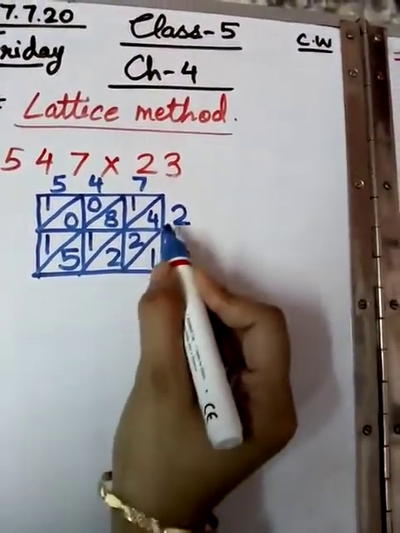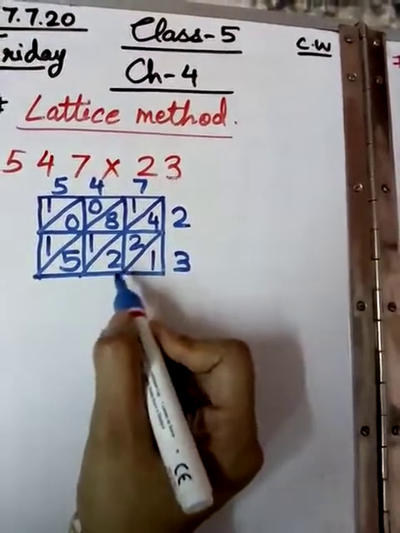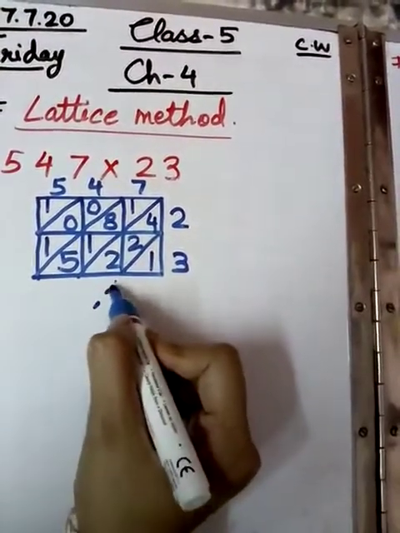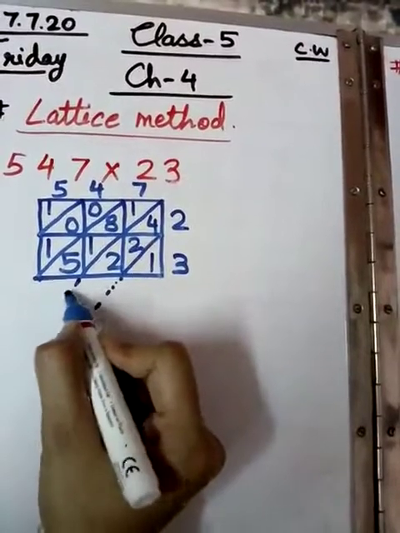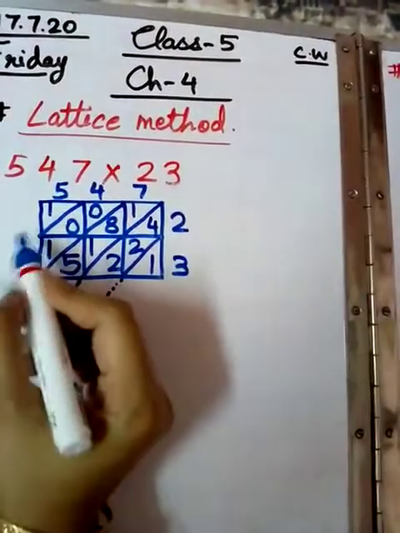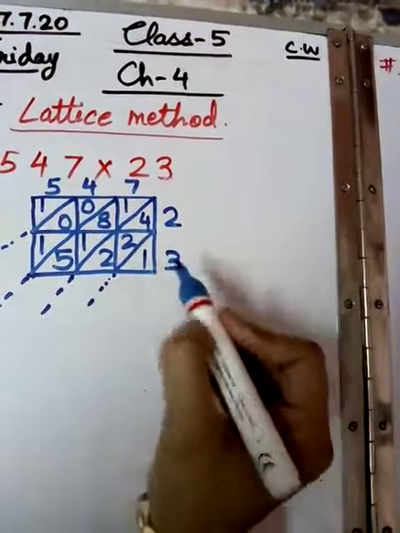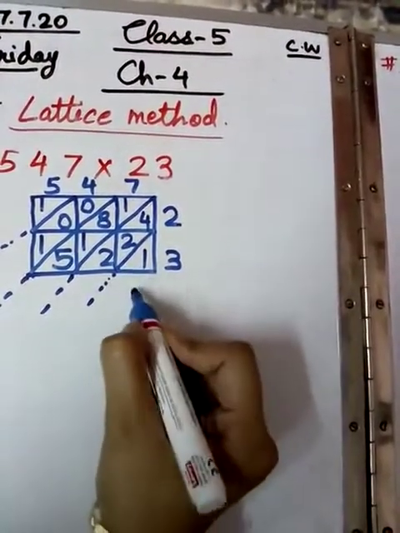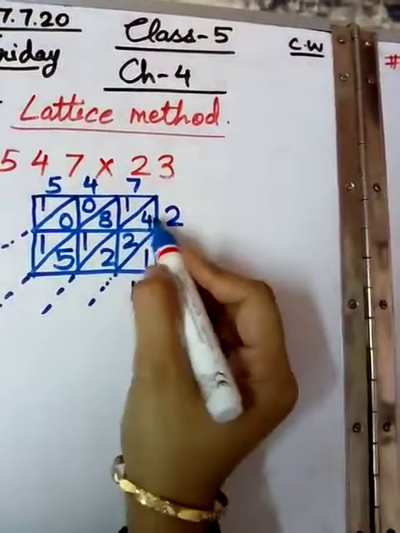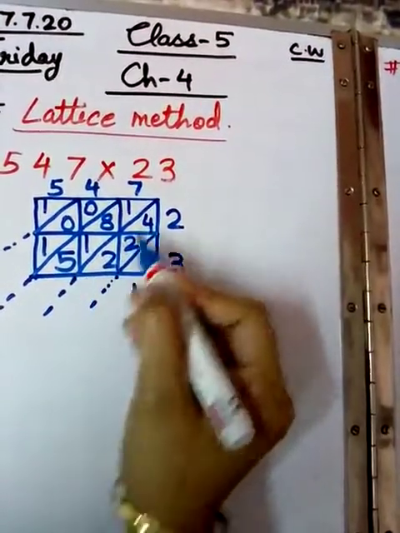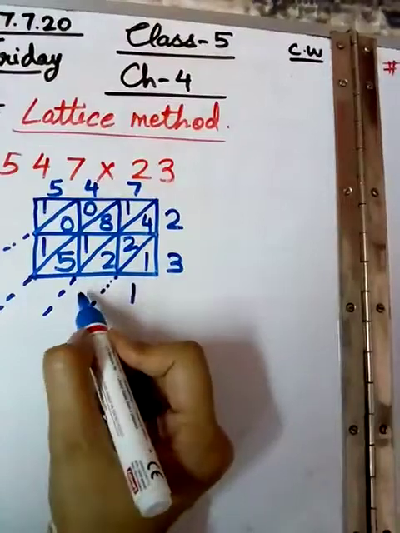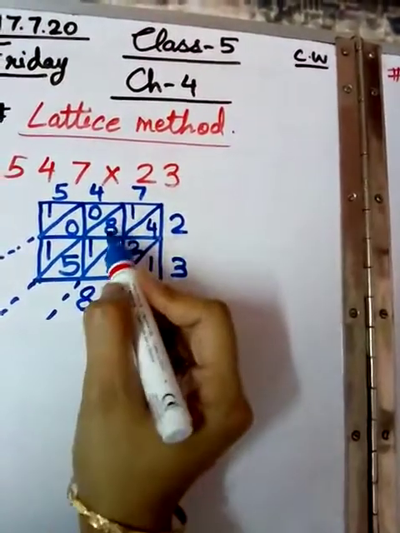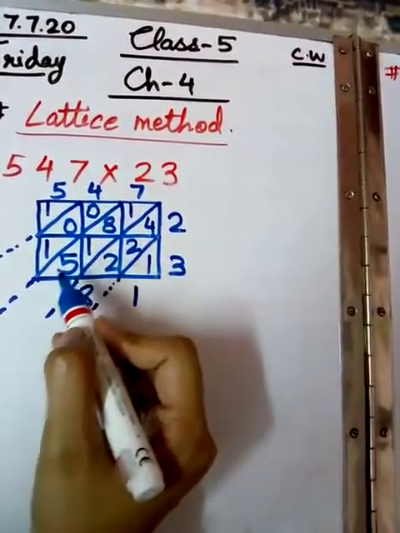How to add? Just extend these diagonal lines with dotted lines. You can do it with the help of your scale. Now what is the number in this area? The only number is 1. In this area, just add. 4 plus 2 is 6. 6 plus 2 is 8. 1 plus 8 is 9. 9 plus 1 is 10. 10 plus 5 is 15.